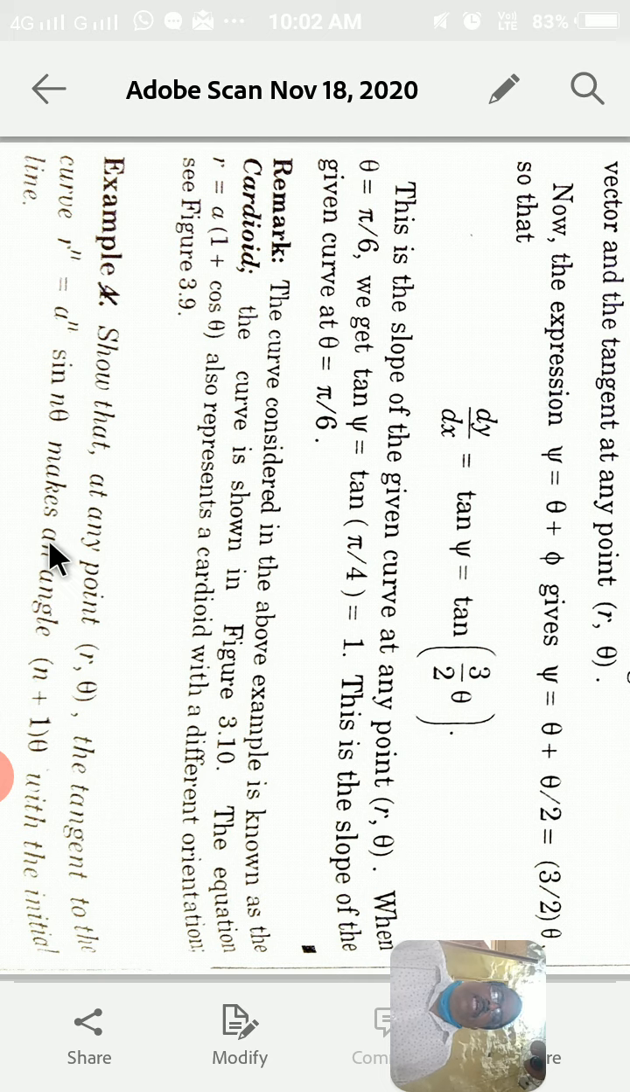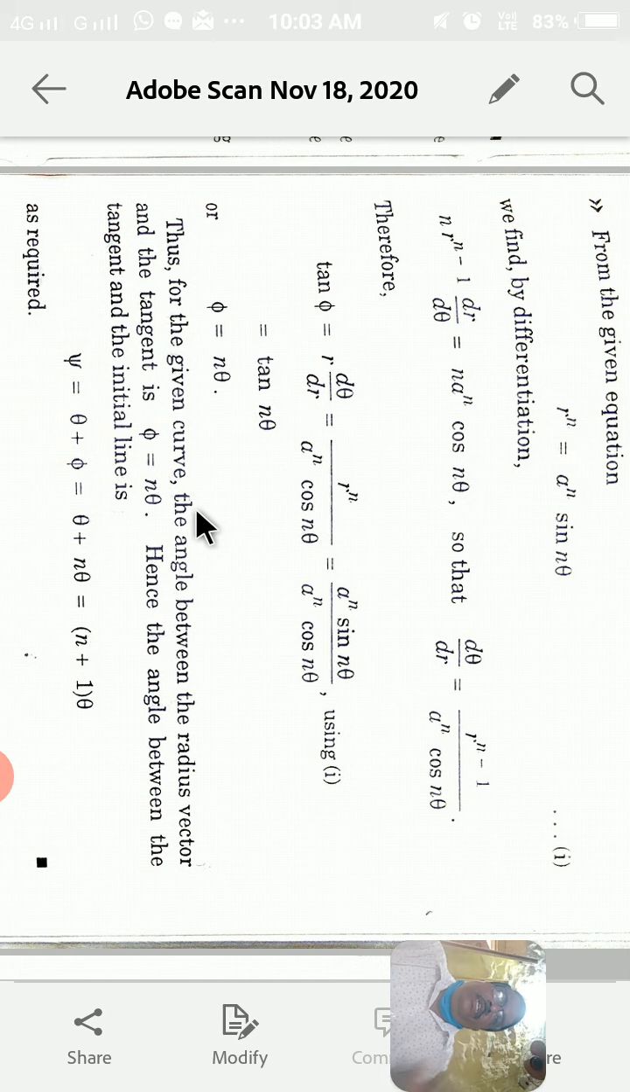Okay, so to find psi, what do we need? We need theta and phi, because psi is equal to theta plus phi. So first we determine phi. Here it is given r raised to n is equal to a raised to n sin n theta. Now differentiate this with respect to theta.